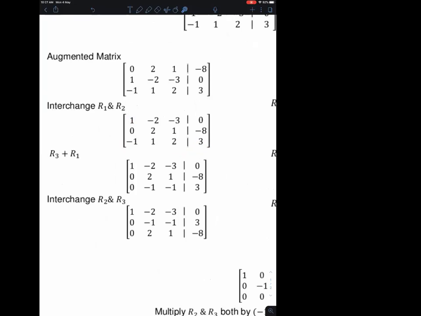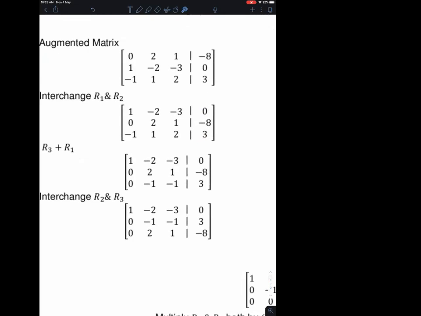Like 1 plus -1 is 0. -2 plus 1 is -1. -3 plus 2 is -1. 0 plus 3 is 3. Okay, the row that is affected is row number 3. Row number 1 is not affected. You guys, hope you can see that. Any questions? No questions? I can move on.